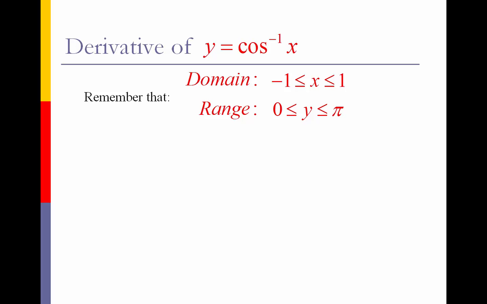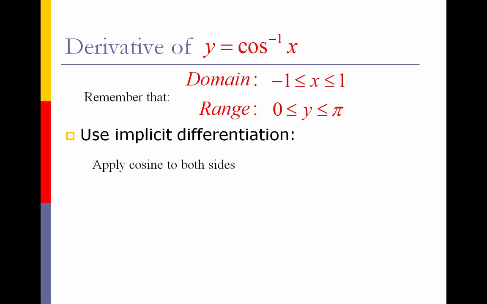Okay, so hold on to your hat. At this point, we're going to use implicit differentiation, and the whole idea is, let's get rid of that inverse function by applying the original function, cosine, on both sides. So we apply cosine to both sides, and that gives us cosine of y is equal to x.